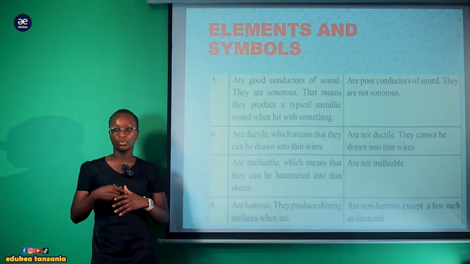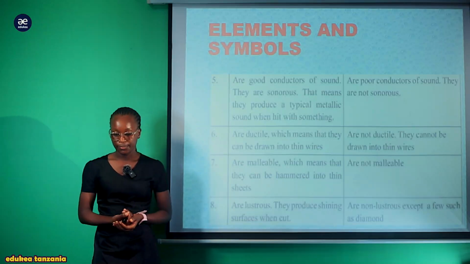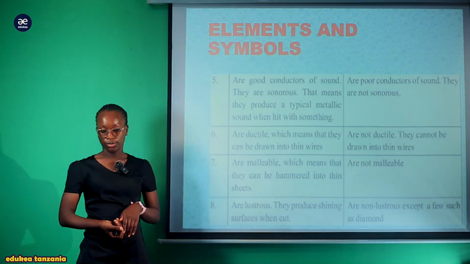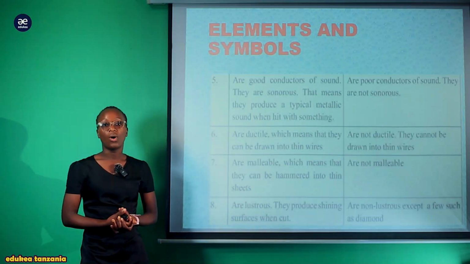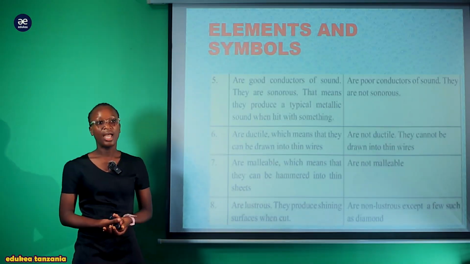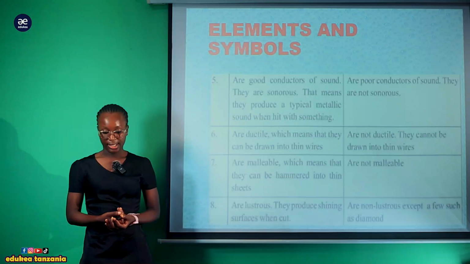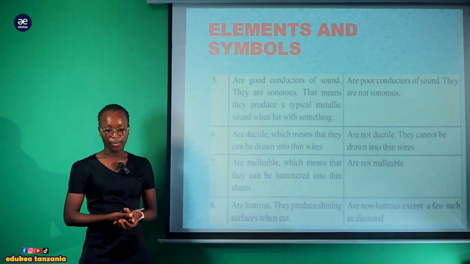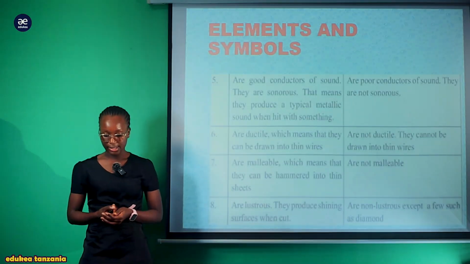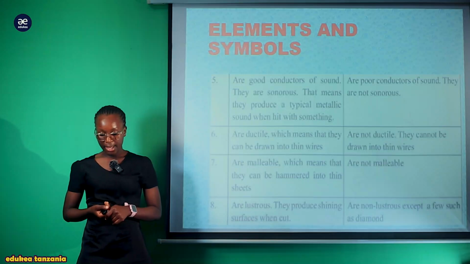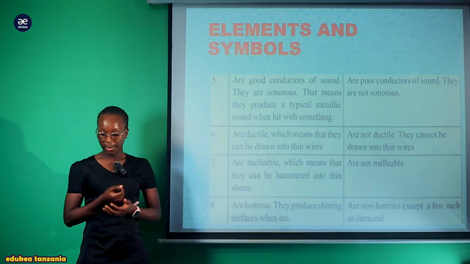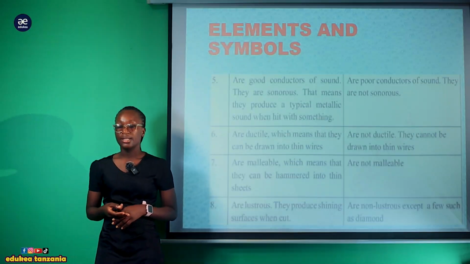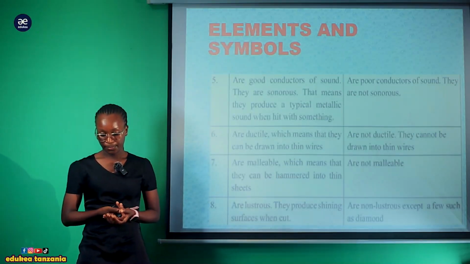Another characteristic is they are malleable. When we talk about malleable, it means that they can be hammered into thin sheets. But when you come to non-metals, it's difficult. They are not malleable. Also, these metals are lustrous. They produce a shining surface when cut. Non-metals do not.